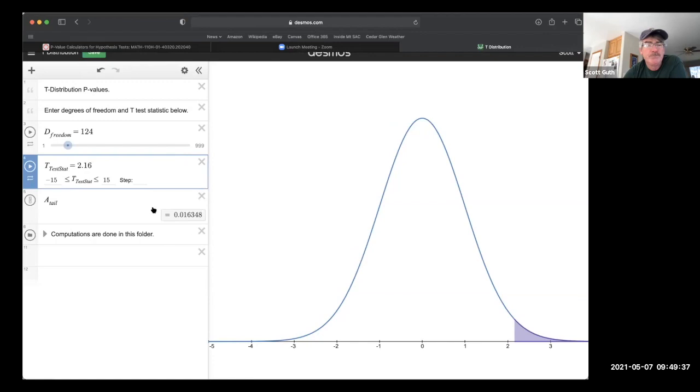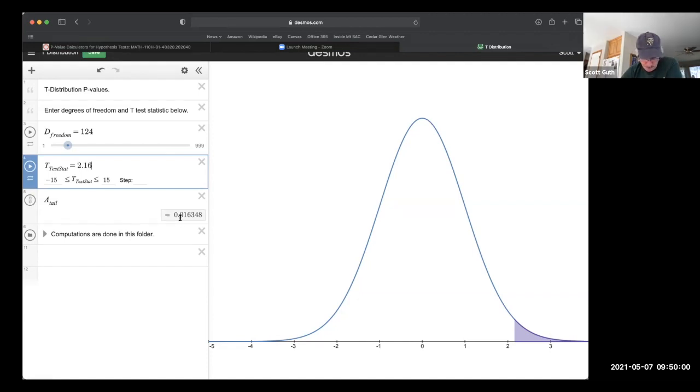Right here, this notation is a tail, the area of the tail. I didn't put p-value there because sometimes you have to double it before it's a p-value. If it's a two-tailed test, you end up doubling this. So in general, it's just the area of the tail, which may or may not be a p-value. Okay, so in this case, it's 0.016.